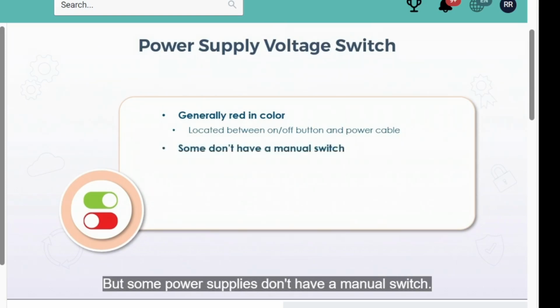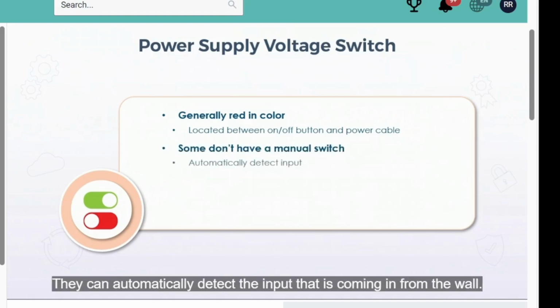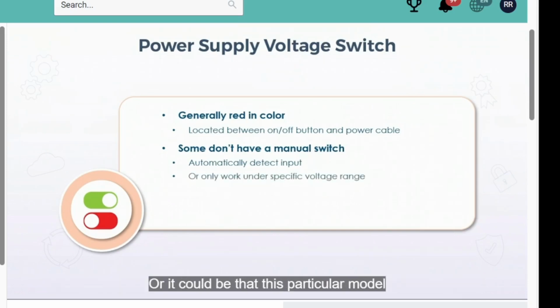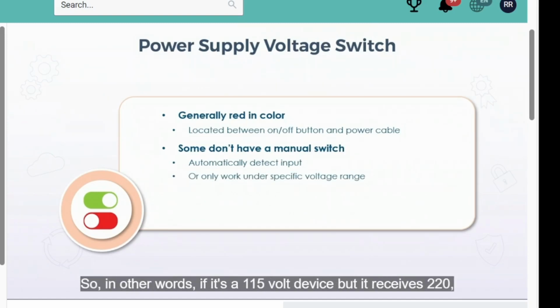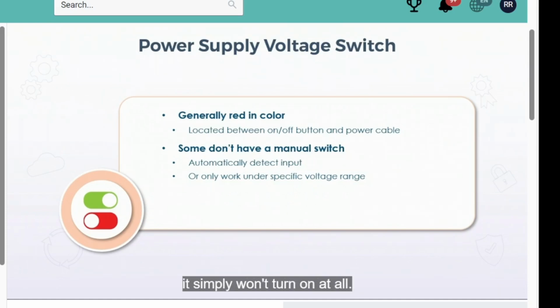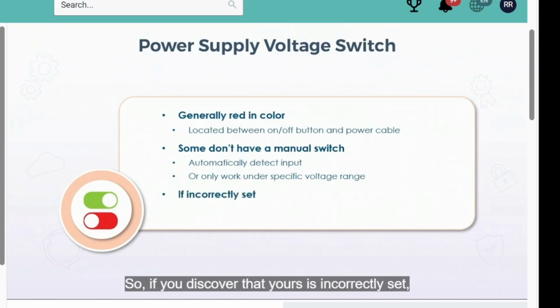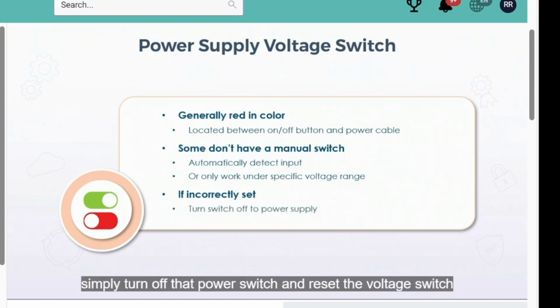But some power supplies don't have a manual switch. They can automatically detect the input that is coming in from the wall. Or it could be that this particular model will only work with the correct voltage. So in other words, if it's a 115 volt device but it receives 220, it simply won't turn on at all. So if you discover that yours is incorrectly set, simply turn off that power switch and reset the voltage switch to the correct value. Again, it simply has to be consistent with whatever you are receiving from your own power outlets.